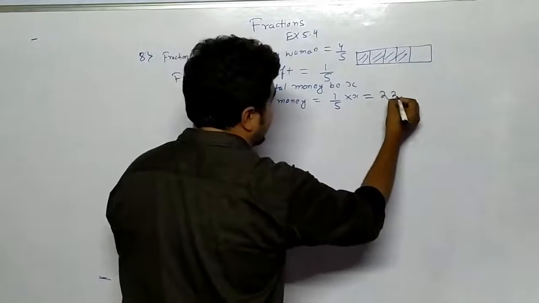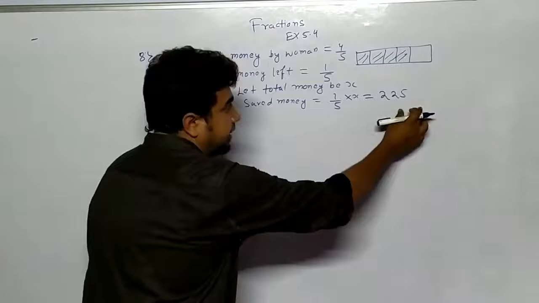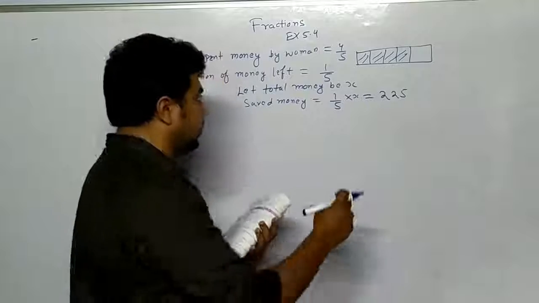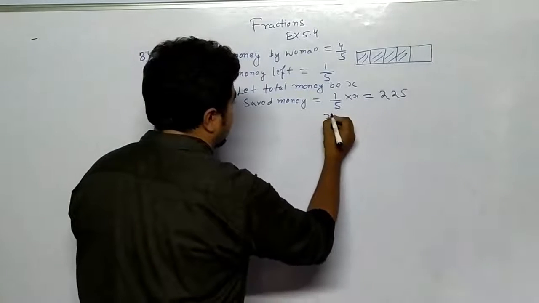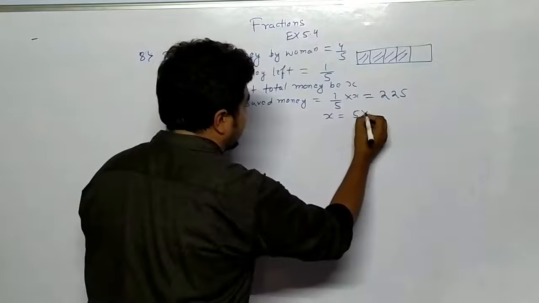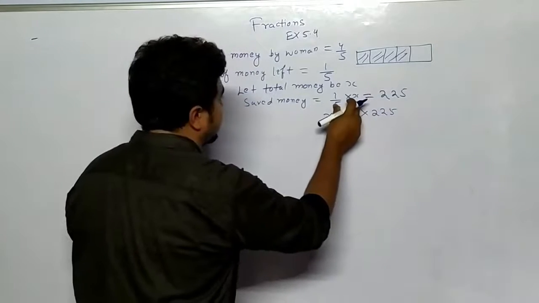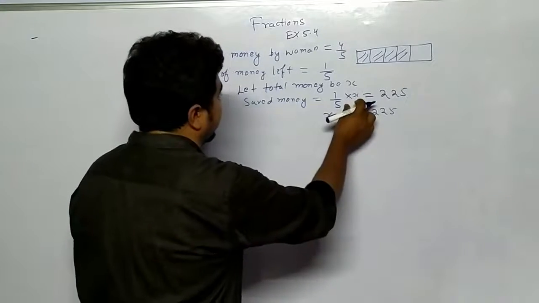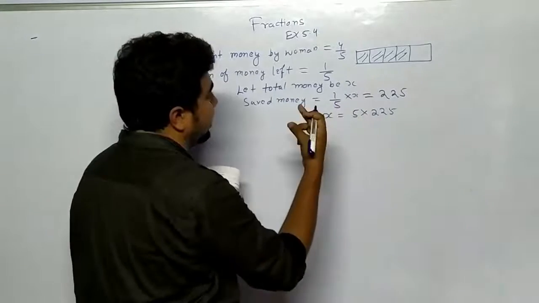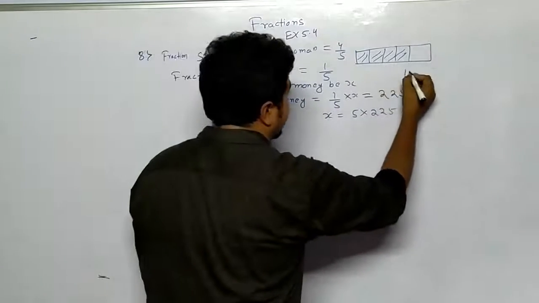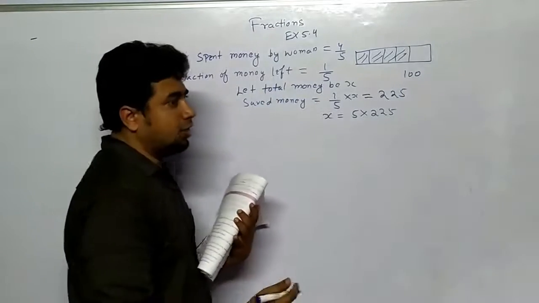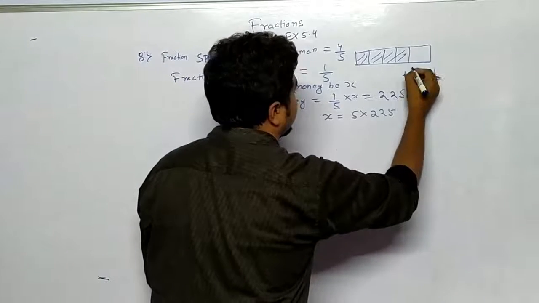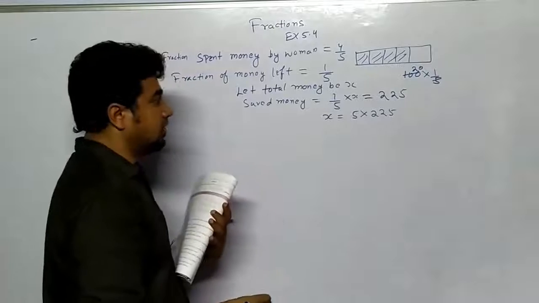So from here, 225 is given to us, and this should be equal to 225, because it is given in the question that 225 is the saved money. So 1 by 5 into X is 225. So from here you can write X is equal to 5 into 225. You can understand it like this: if you have 100 rupees and you save 1/5 of it, 1 by 5 of 100 means 20 rupees is being saved.